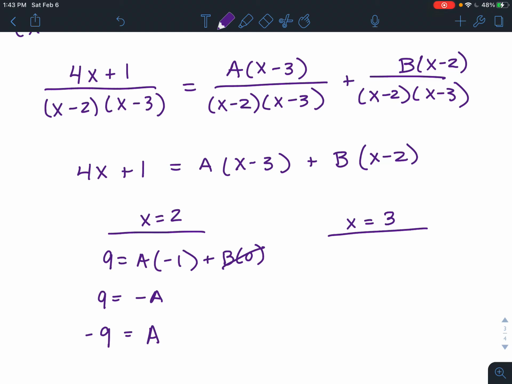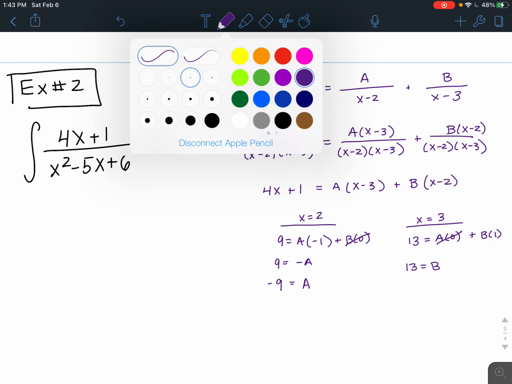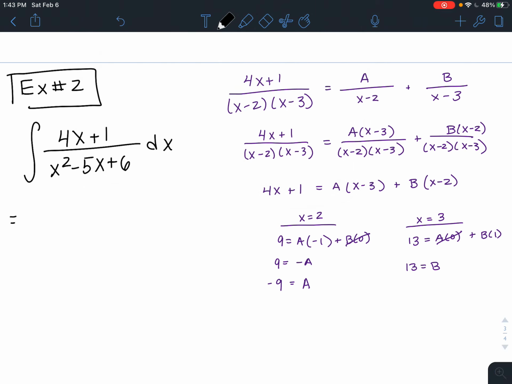And then I'm going to plug in positive 3 now to cancel out the A's. So 4 times 3 plus 1 is 13. I'm going to get A times 0 plus B times 1, right? So that just means that 13 is equal to B. Then I'm going to go back over to my integral and rewrite the inside to be negative 9 over (x - 2) plus 13 over (x - 3).